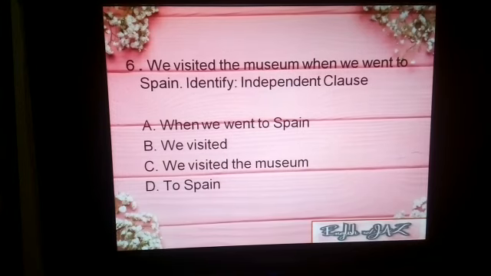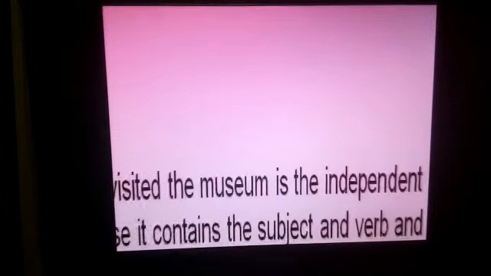The answer for number 6 is we visited the museum is our independent clause. When we went to Spain is a dependent clause in this sentence. We visited the museum is the independent clause because it contains the subject and verb and conveys the complete idea.